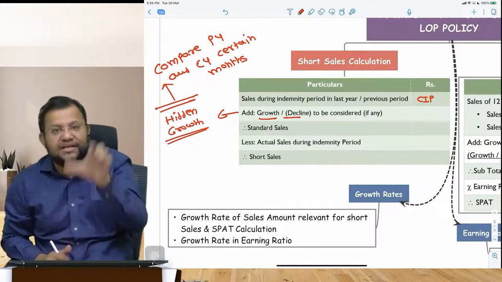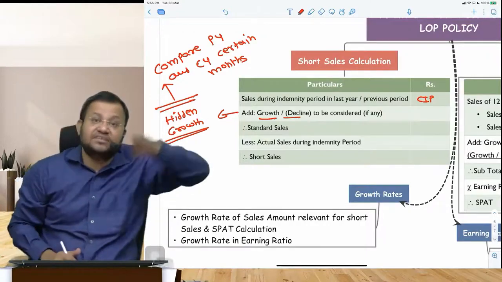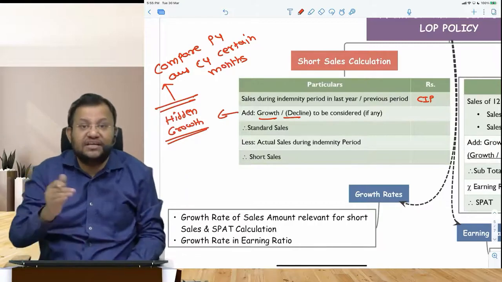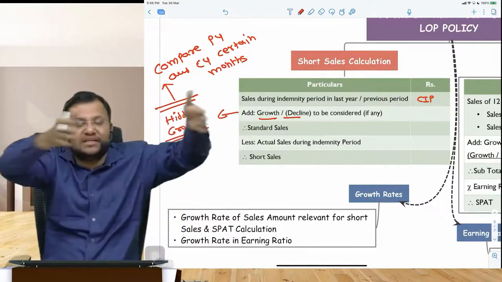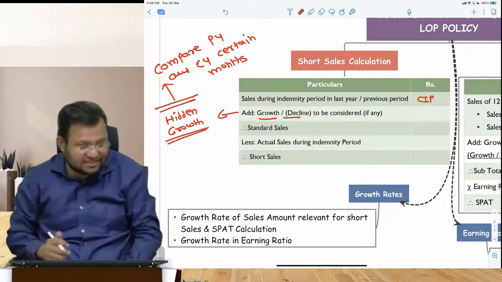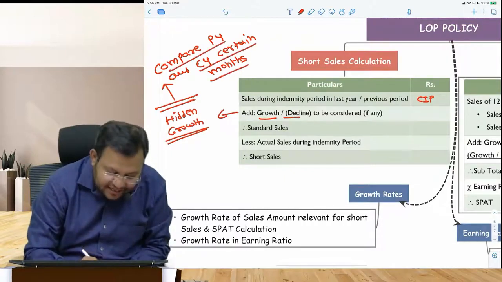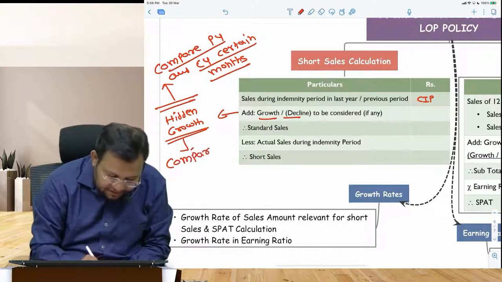4th month of the current year. So you have a data of first 3 months of the current year and first 3 months of the previous year. So you can calculate hidden growth rate even if the examiner does not give you a growth rate. Or if examiner has given you data of multiple years, you can identify growth year on year basis. So hidden growth rate is by comparing previous year and current year certain months, or compare multiple years of the past.